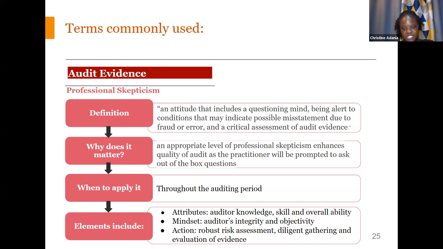And then some of the elements would include, what would you need? You have to know what you're doing as an IT auditor. You have to have the skill, the ability to pick up peculiar circumstances, and have a mind of integrity and objectivity. So probably because the finance manager is your friend, you just ignore something that does not sit right with you? No. Exhibit integrity and objectivity, perform robust risk assessments, perform diligent gathering and evaluation of your evidence to ensure that you pick out those gaps. Pick out what is amiss, because you have to pay attention to what you're doing.